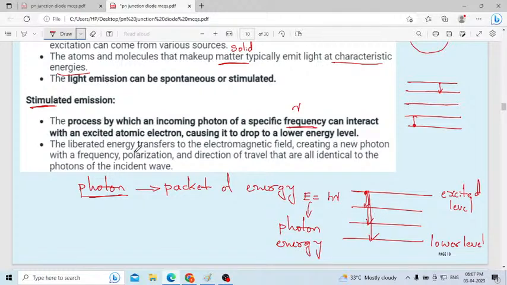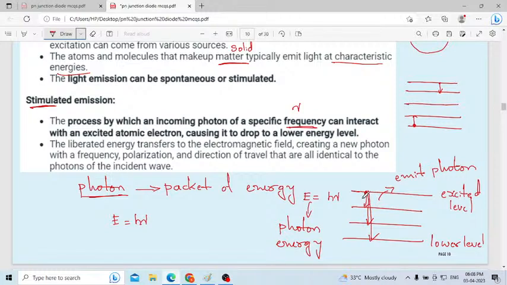The liberated energy is transferred to the electromagnetic field, creating a new photon with a frequency, polarization, and direction of travel that are all identical to the photon of the incident wave. See here, another important thing. This electron will absorb the energy, then it will come to the lower level. When it is coming to the lower level, this electron will also emit a photon. That photon energy will also be the same as this one, E is equal to h nu.